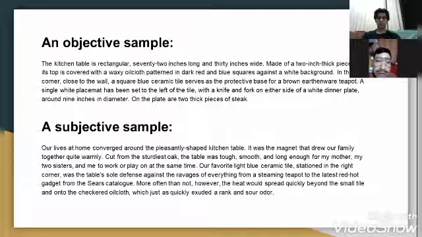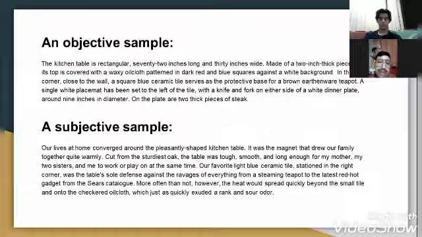In the right corner, close to the wall, a square blue ceramic tile serves as a protective base for a brown earthenware teapot. A single white placemat has been set to the left of the tile, with a knife and fork on either side of a white dinner plate, around 10 inches in diameter. On the plate are 2 thick pieces of steak. Okay, so you saw the objective, and it gives you a lot of information on the context, where things are at, and describes the setting.